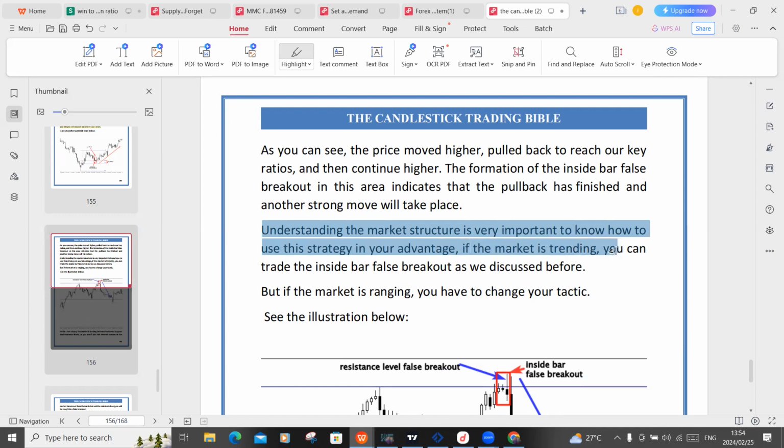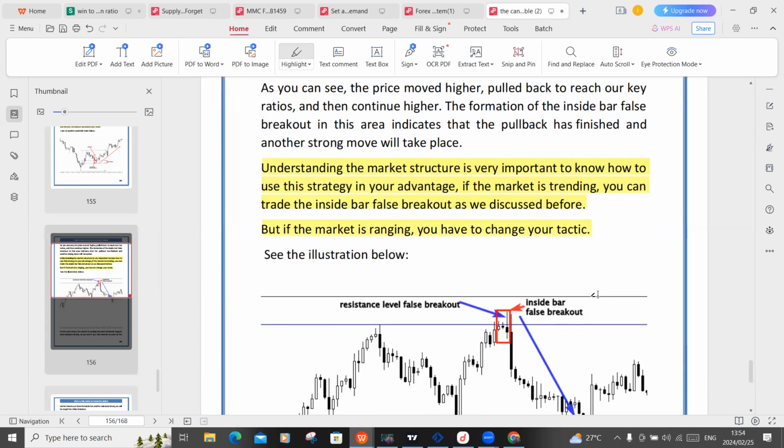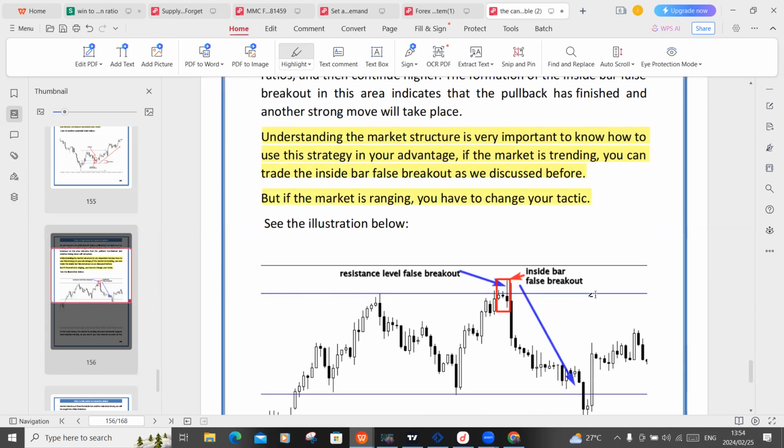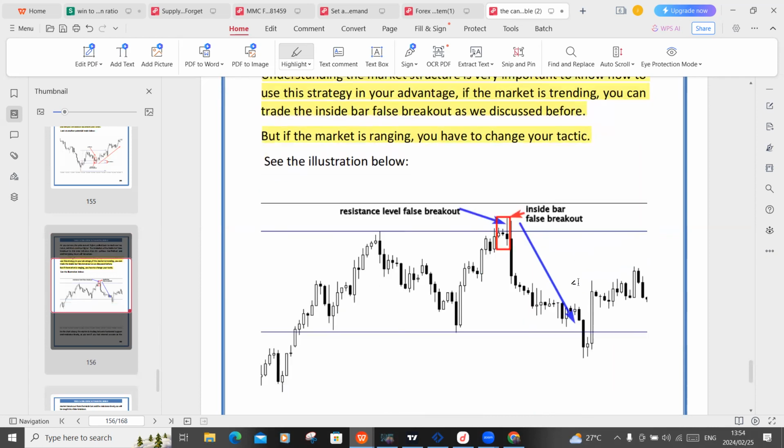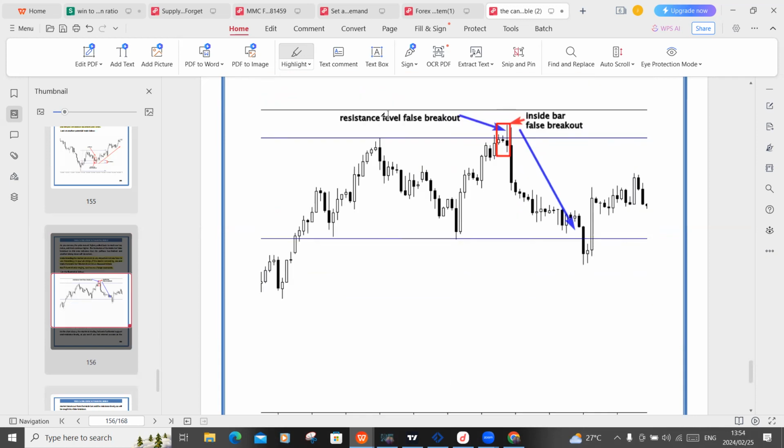That's what I was trying to highlight. Understanding the market structure is very important to know how to use this strategy to your advantage. If the market is trending, you can trade the inside bar false breakout as we discussed before. But if the market is ranging, you have to change your tactic. Please take note, guys. It's different weapons for different scenarios, right? See the illustration below. We've got a resistance level, right? We've looked to the left and we know we are in a resistance area.